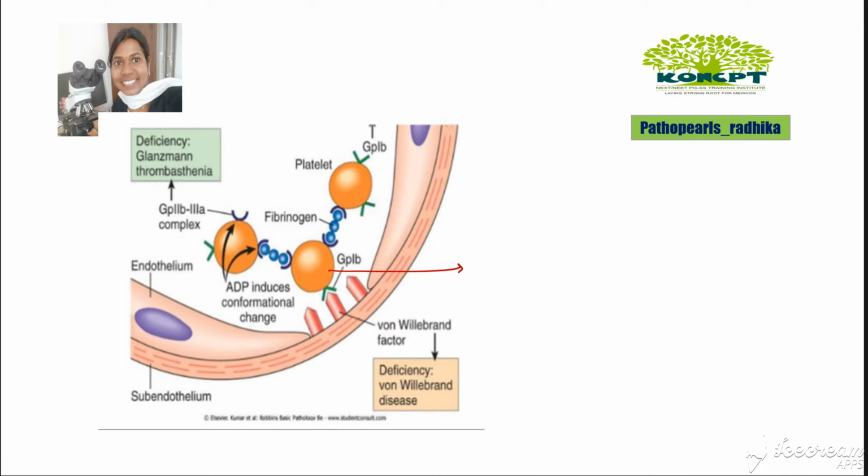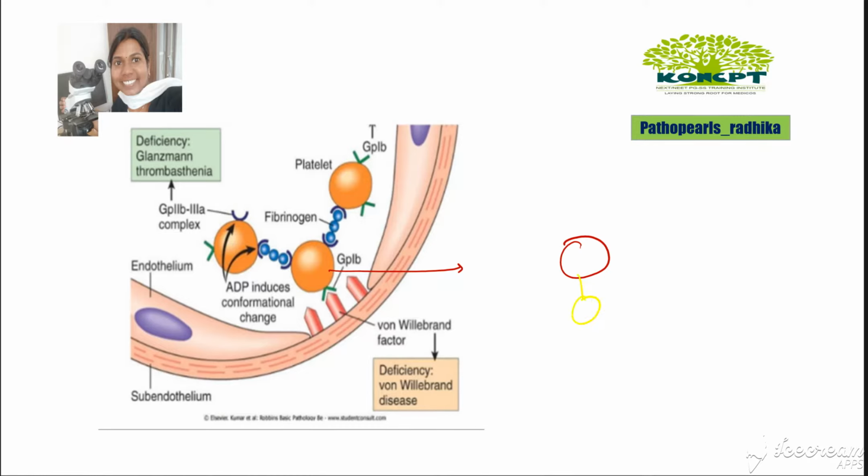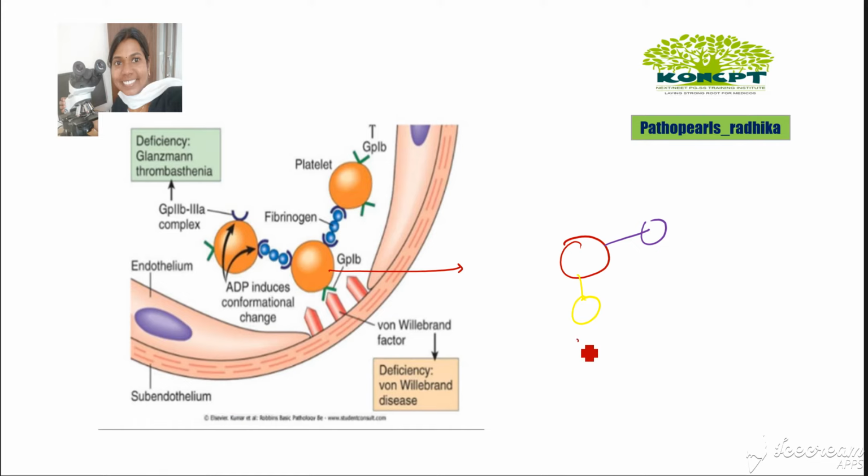All these orange color are platelets. So when you take platelet, your platelet has got two receptors. One is called Gp Ib and the other one is called Gp IIb/IIIa. Okay. So what do these two receptors do? So this is Gp Ib and this is 2b3a. Okay. So Gp Ib helps in adhesion of platelet to the endothelium through von Willebrand factor, whereas 2b3a helps in aggregation of platelets through fibrinogen. That's what is indicated in the image.